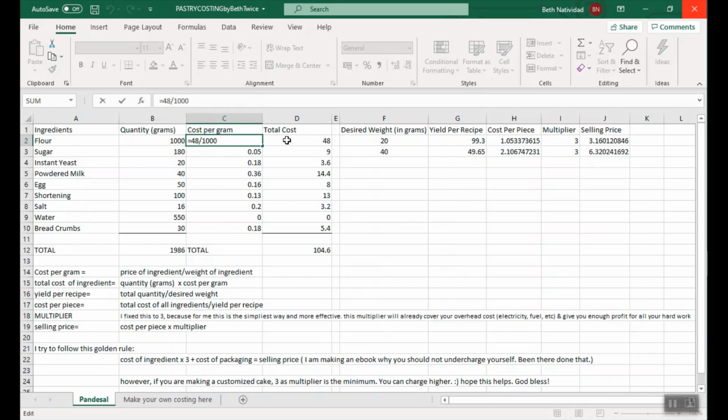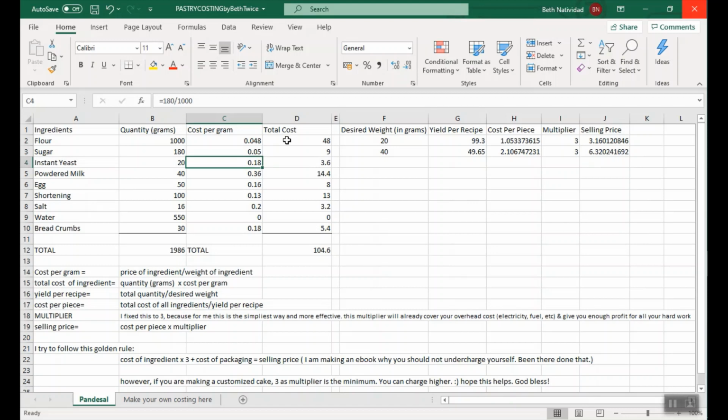Dyan nakalagay. And then for sugar, ang bili ko sa kanya, 50 pesos per 1 kilo, kaya 50 divided by 1,000 kasi naka-grams tayo. Dapat lahat naka-grams kasi we're using grams. Dapat uniform lahat para makompute mo ng tama ang cost.